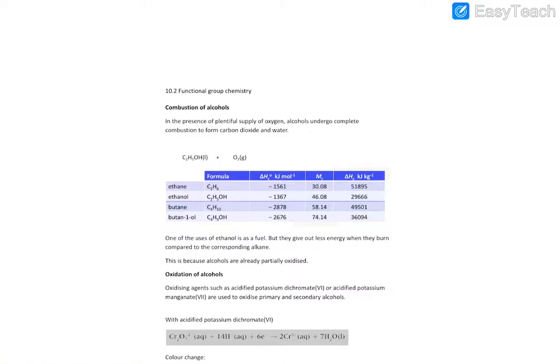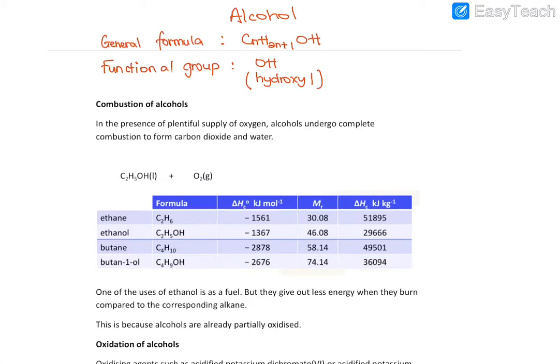Let's see alcohols now. Alcohols will undergo complete combustion in a plentiful supply of oxygen and produce carbon dioxide and water. You should be able to write the balanced chemical equation for the complete combustion of any alcohol. So it gives carbon dioxide and water.